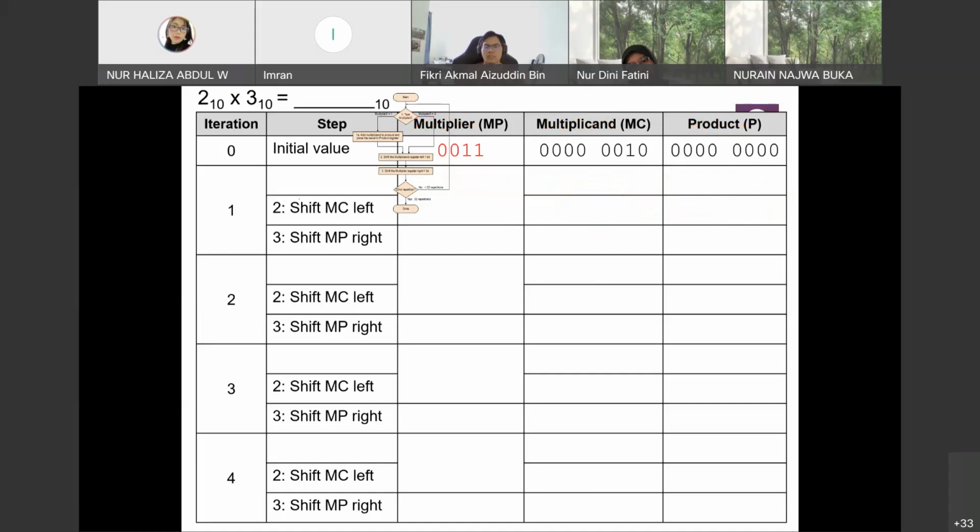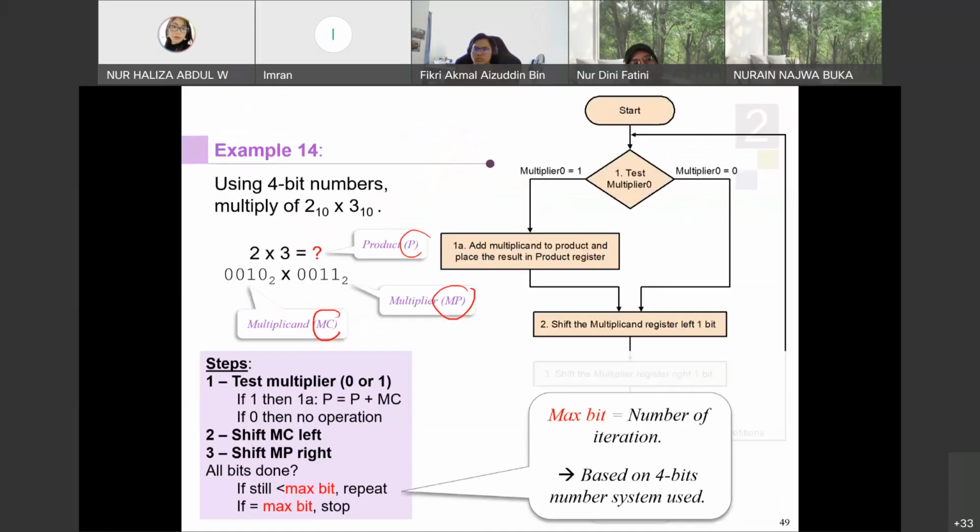Because for the shift step, you just need to shift MC. You just need to play around with this part. No need for you to fill in something here. No need for you to fill in something here. So for step number 3, you only play around with this area, no update here. That's why you need to know how to apply the flowchart here.